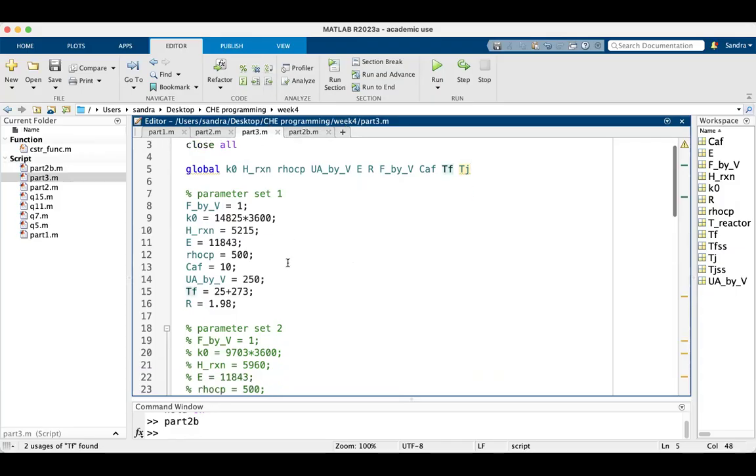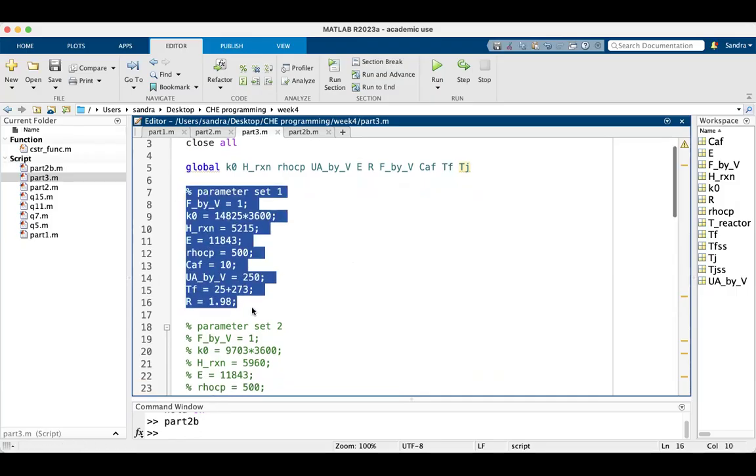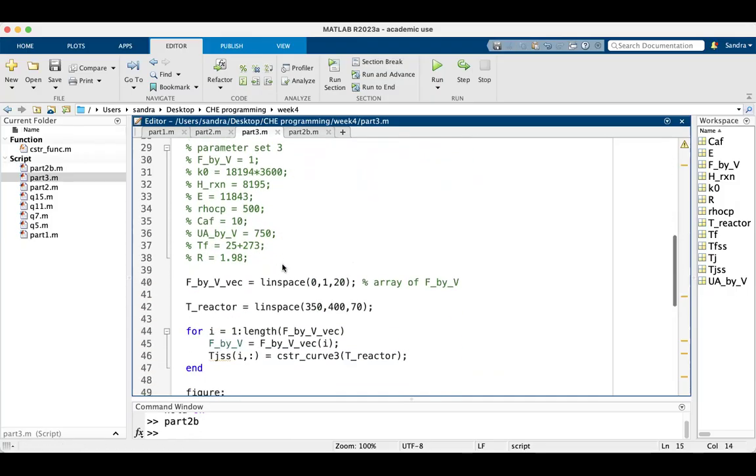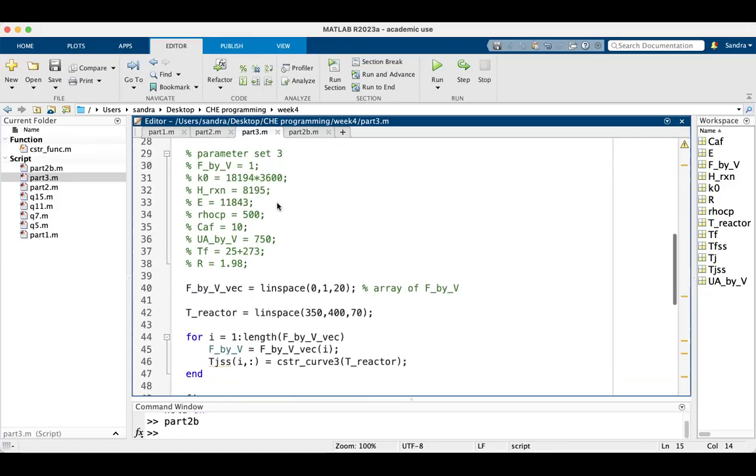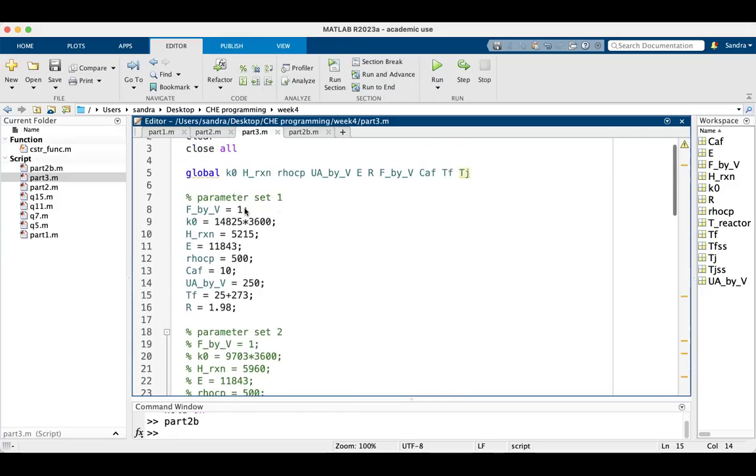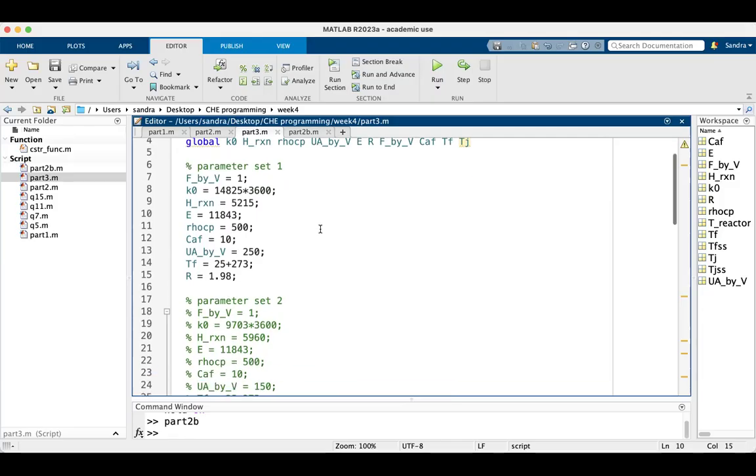So now coming to part 3, we have all the global variables and we are doing it for parameter set 1. Now what we need is the effect of F by V value also. So far what we did is we fixed the F by V value. We had a default value, right? So here the value is 1. So far our whole calculation, we have only done it for F by V equal to 1. Now this is the space velocity, and we need to do it for different space velocities.